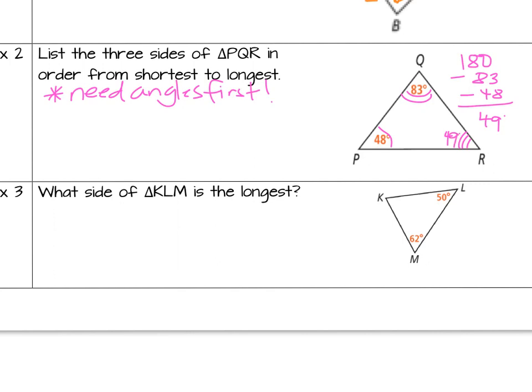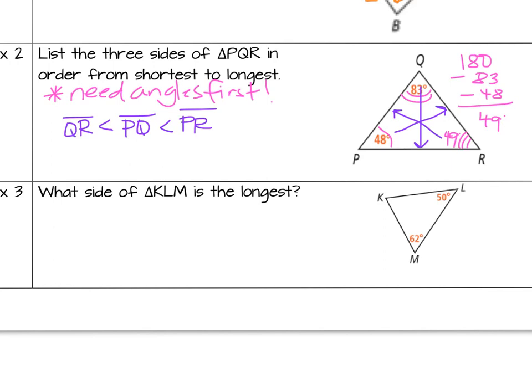So now we know the three sides of PQR in order from shortest to longest. The shortest side is always across the smallest angle. The smallest angle is P, therefore the shortest side is segment QR. That segment is less than the next one, which would be across 49, and that's PQ. And that side length is less than, take a look at angle Q, 83 degrees all the way across, segment PR would be the longest side. Let's see if we can apply that to our next example.